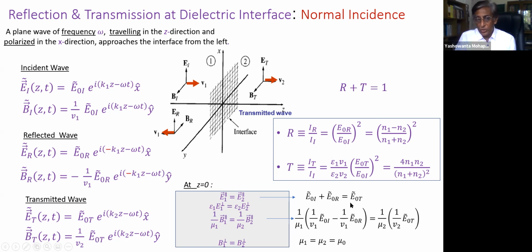I did not do the algebra because it is very simple. Once I have these equations and I know all the incident waves at z equal to 0, with the boundary condition, it is a trivial matter to get these relations for the fraction of intensity reflected and the fraction of energy transmitted. So please prove this. I might ask you to do that, and it's very useful to remember in actual applications. You will encounter normal incidence very often in many situations.